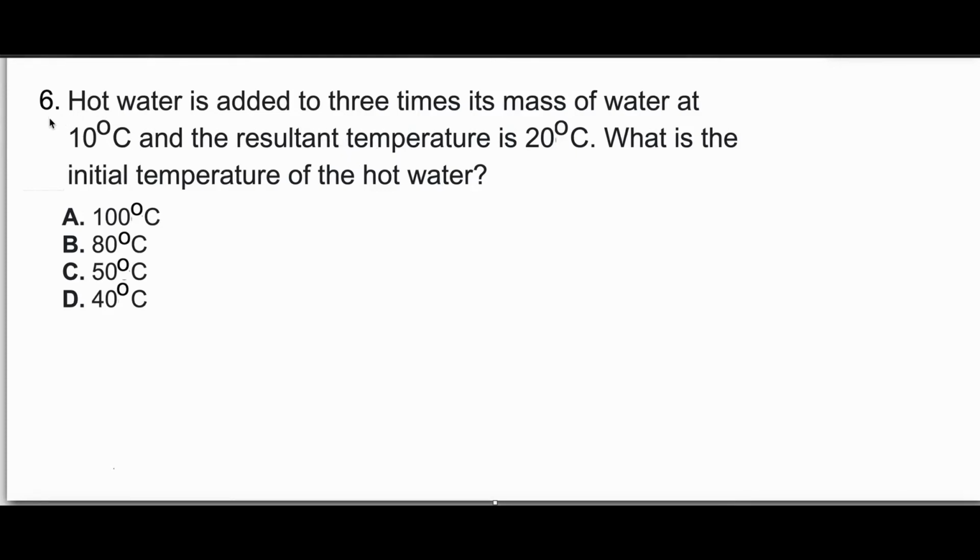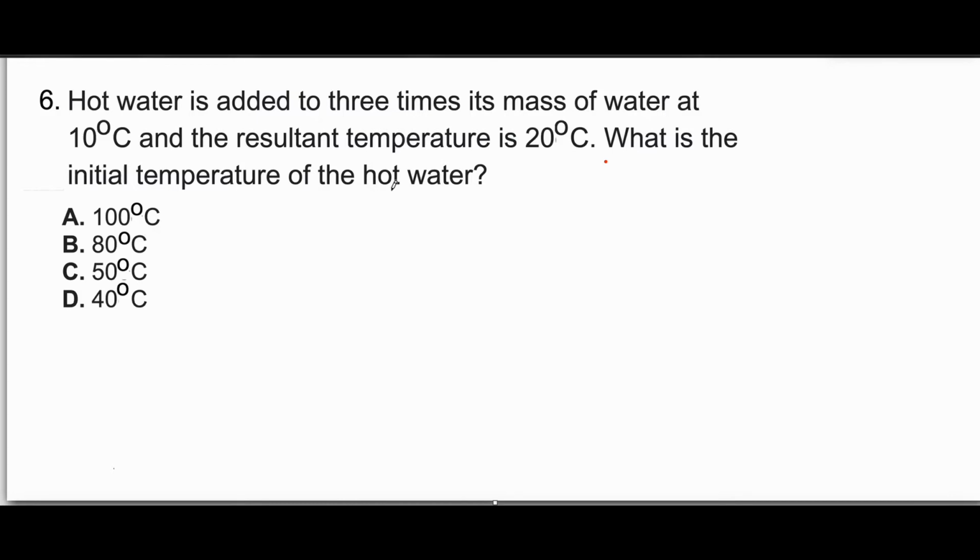Let's take a look at the JAMB question 6, JAMB Physics 2020, which says hot water is added to 3 times its mass of water at 10 degrees Celsius and the resultant temperature is 20 degrees Celsius. What is the initial temperature of the hot water?